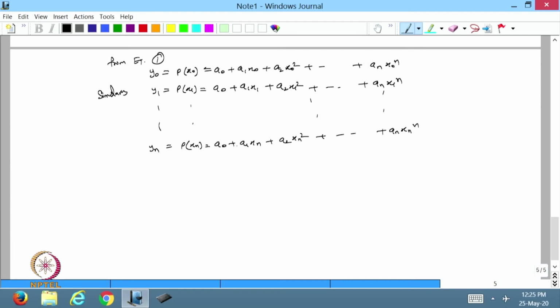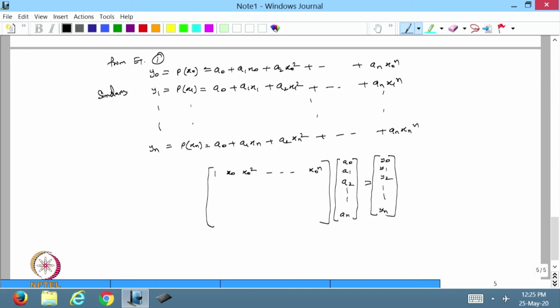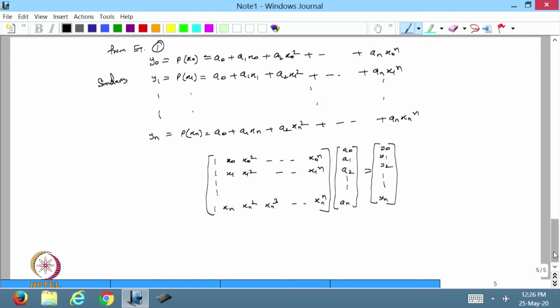Now, to find out these values of a0, a1, a2 up to an, I can convert this system of equations into matrix form. Here I can write 1, x0, x0 square up to x0 power n, times a0, a1, a2 up to an, that is equal to, on the right hand side, y0, y1, y2 up to yn. Then the next line will be 1, x1, x1 square up to x1 power n. So on, and in the last I will get 1, xn, xn square, xn cube, and in the last xn raised to power n.